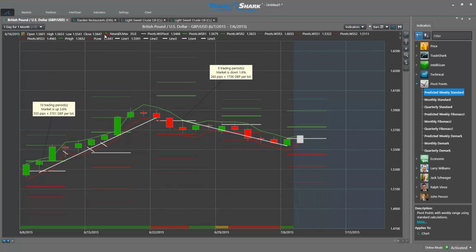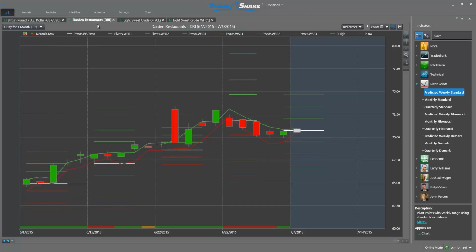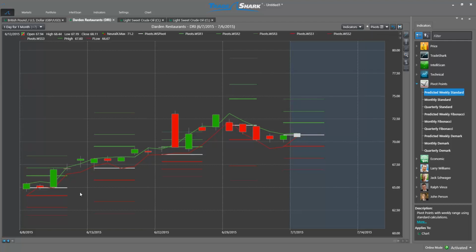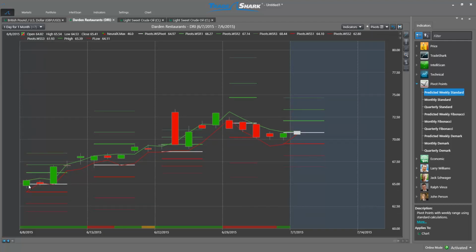Moving to this next chart example, we can see how TradeShark's technology can help equity traders make much more profitable trading decisions. We can see Darden Restaurant opening up above the weekly pivot point, suggesting traders should look to take a long position on the market. As you can see, TradeShark's predicted low values do an excellent job of signaling where traders should look to take long positions on the market. Within one day, the market moves up 3.5%.